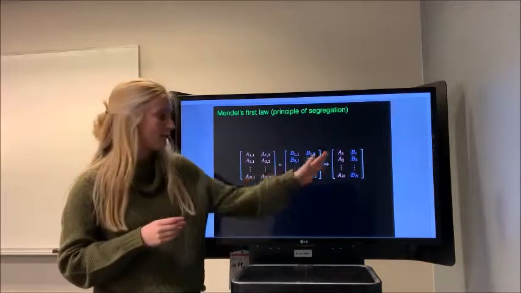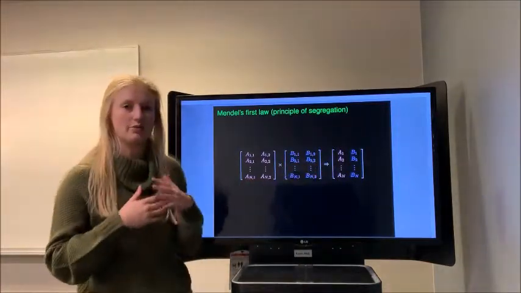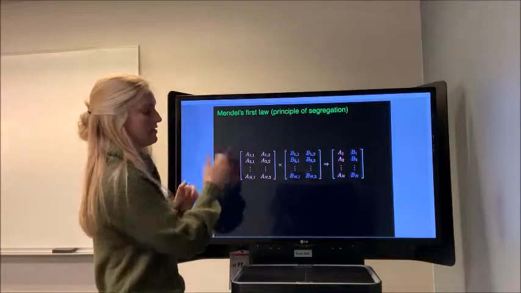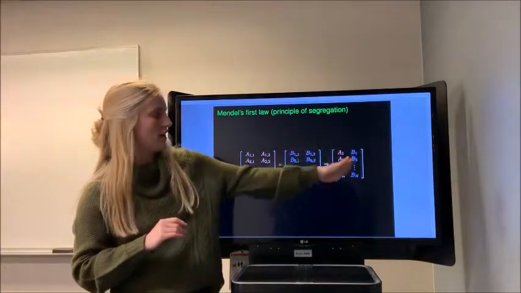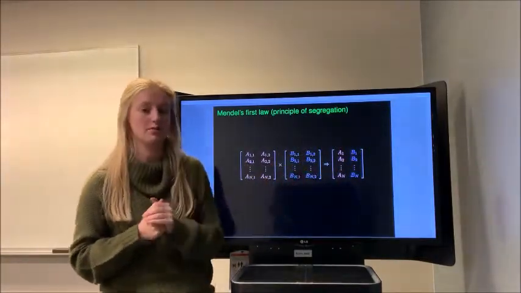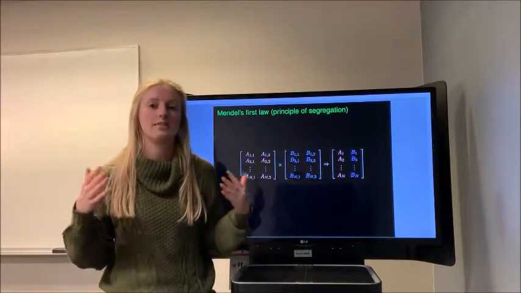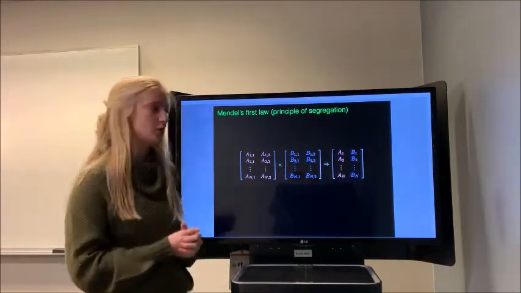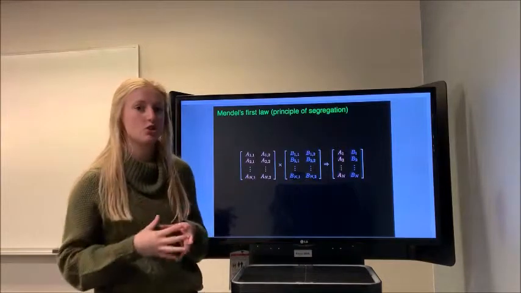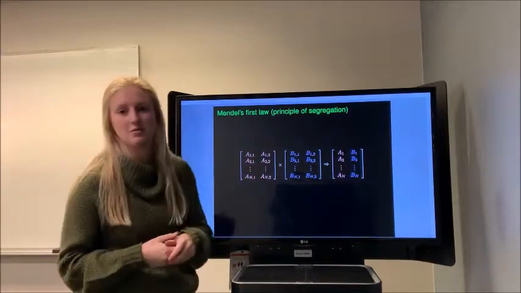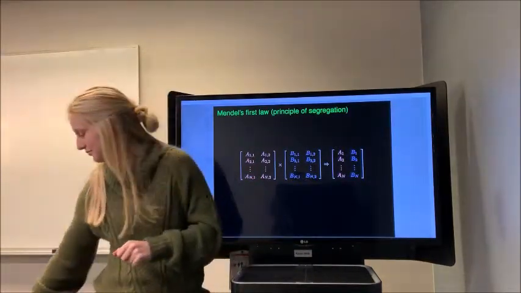Notice how half of them is more of that red line coming from the first parent, and then the other half is more of a blue color coming from the second. This is known as Mendel's first law. It states that 50% of a plant's chromosomes comes from one parent and 50% from the other.